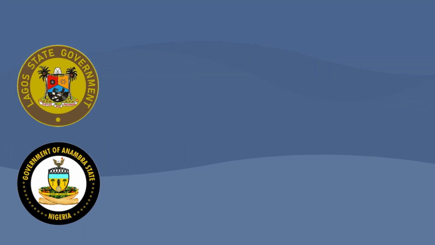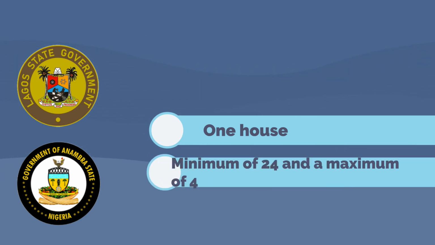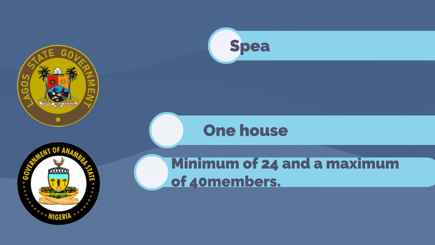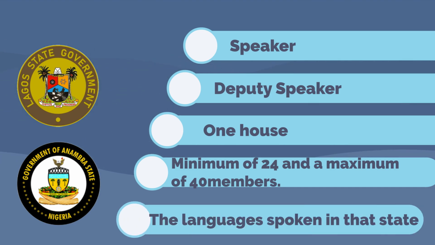At the state level, there's just one house. Every state has one, and every state House of Assembly must have a minimum of 24 and a maximum of 40 members. The State House is headed by a Speaker and a Deputy Speaker, both of which are elected by and from the members of the House. Everything regarding when the leaders vacate their positions, declaration of assets and liabilities, who heads a sitting, and how a quorum is formed is the same as with the National Assembly. That said, English is also the official language. However, the only other languages permitted if interpretation can be made available are the languages spoken in that state.